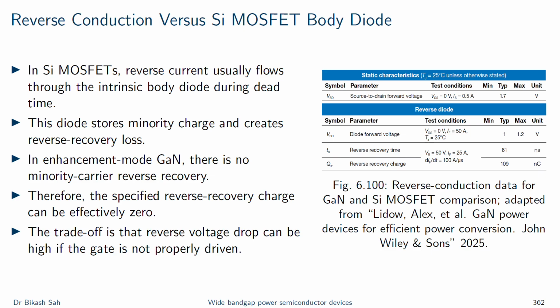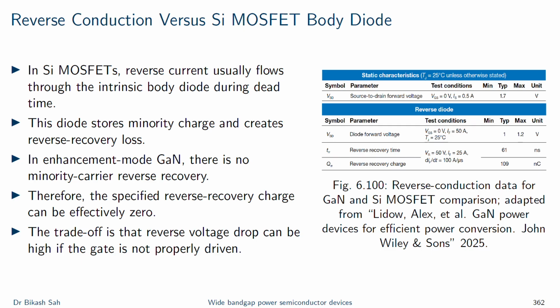In the E-mode or normally off GaN, there is no minority carrier that would cause the reverse recovery in the same sense. So reverse recovery charge can effectively be zero. This is one of the major advantages, very useful for high switching frequency power converters. The trade-off, however, is the reverse voltage drop under off-voltage condition. If the gate is not driven properly, the GaN reverse conduction can dissipate significant energy.